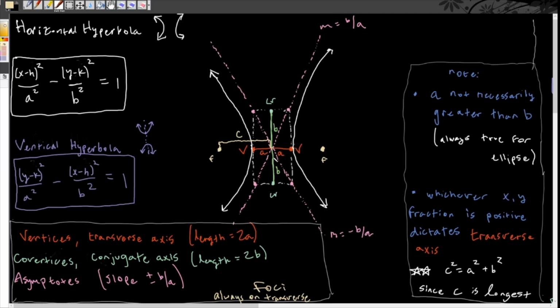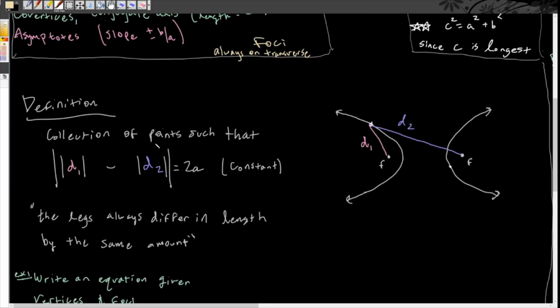What does C mean? It's focus, just like ellipse. For a similar reason, and we're going to actually talk about how a hyperbola is defined. Does that make sense, Davis? Let's move on to the definition of a hyperbola.